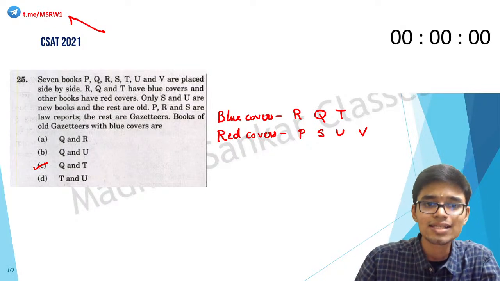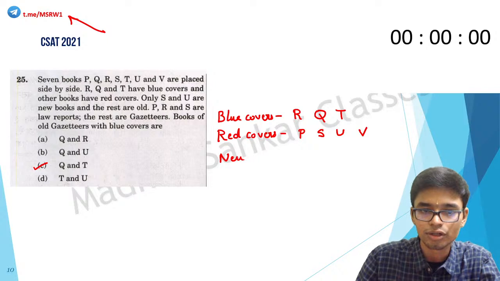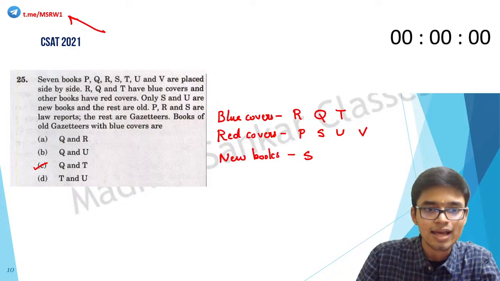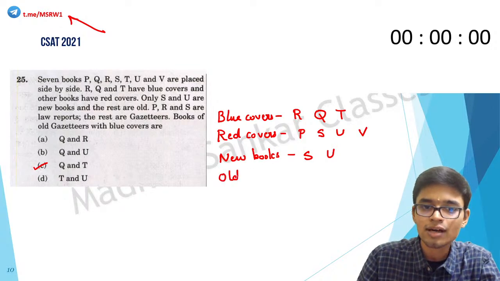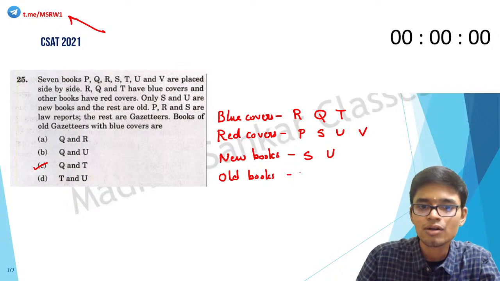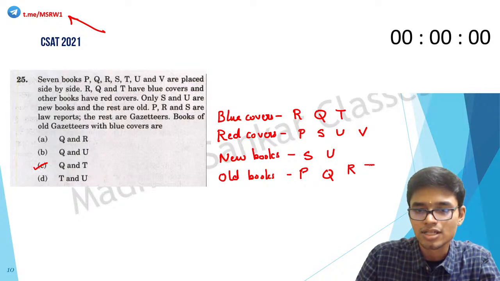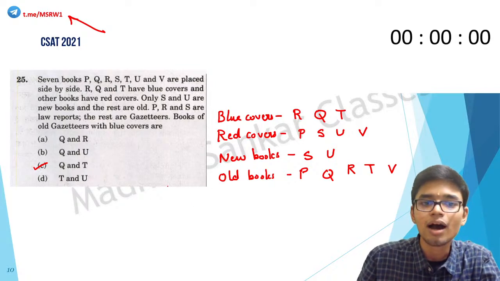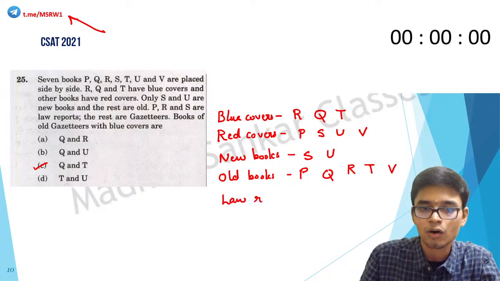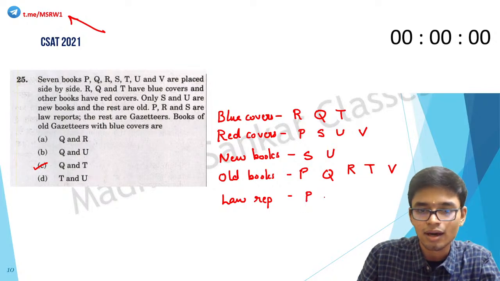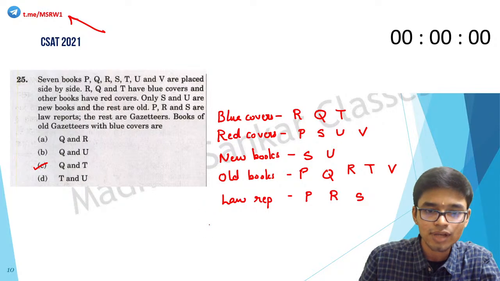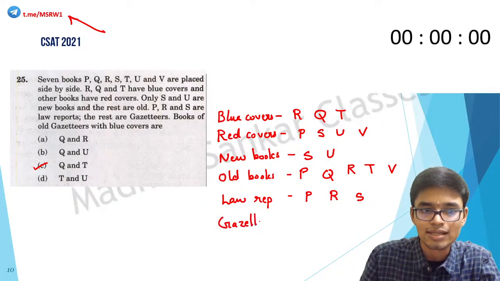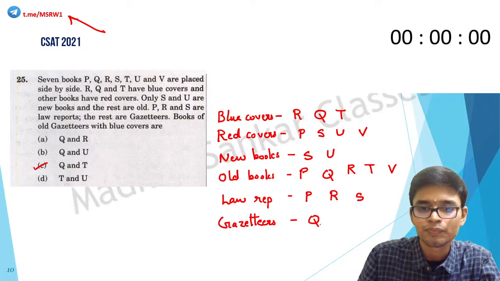Now, only S and U are new books. So, new books: S and U. So, old books are P, Q, R, T, and V. Now, P, R, and S are law reports. And other books are gazetteers. So, gazetteers include which books? Q, T, U, and V.